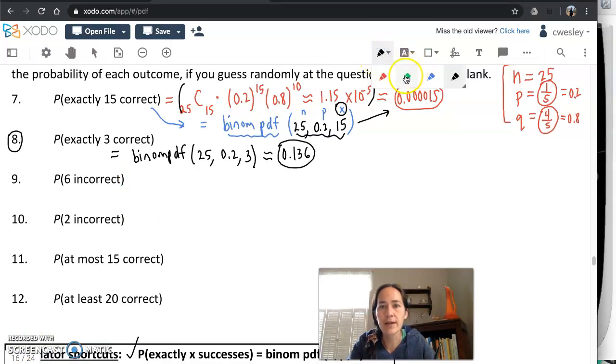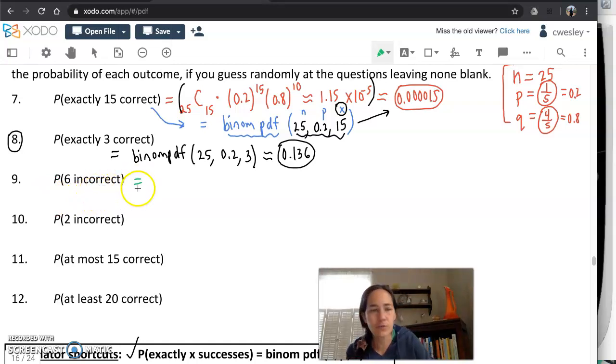So if we've already answered 7 and 8 about getting a certain number of SAT problems correct with this setup from part 1, we could probably get 9 and 10, an amount incorrect, right? I'm going to use this as the work that I show, what I type into my calculator. So a binom PDF.